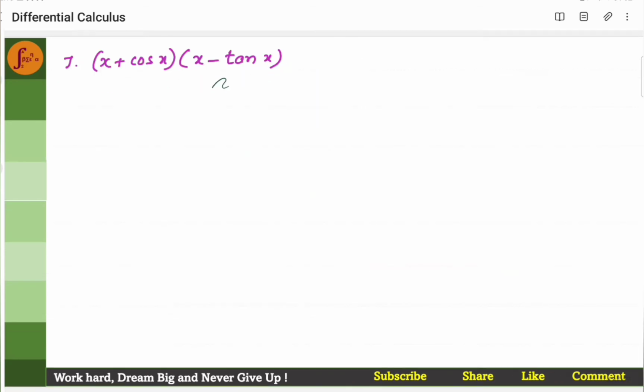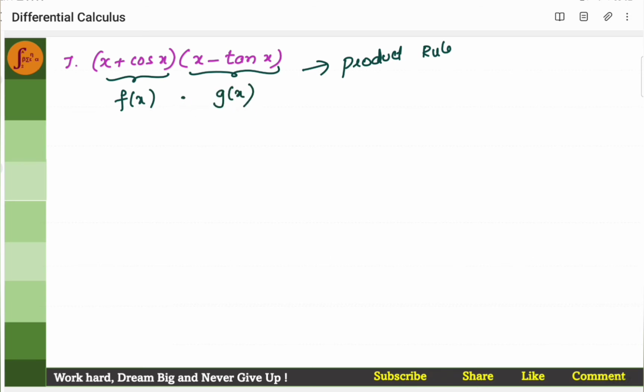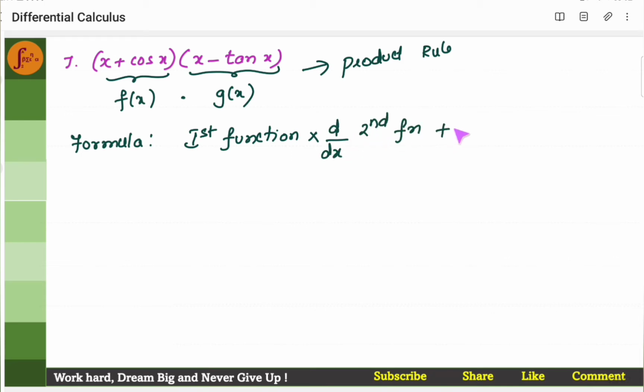Now let's solve this particular problem. Here you have to use product rule. Why? Because you have multiplication here. This is one function, this is one function, and there is multiplication. So what does product rule say? Product rule formula. What is the formula? First function into derivative of second function plus second function into derivative of first function.